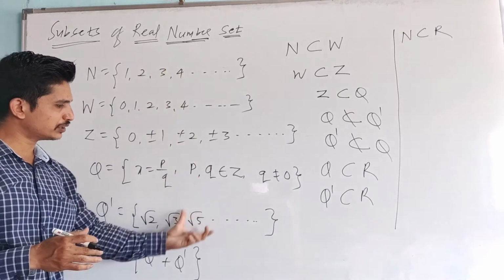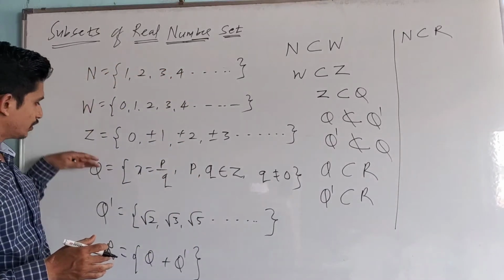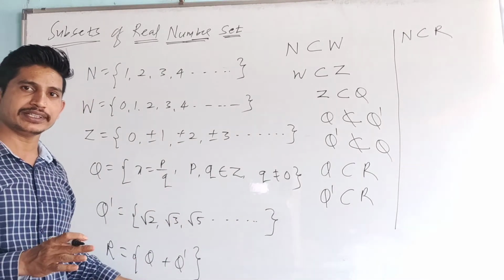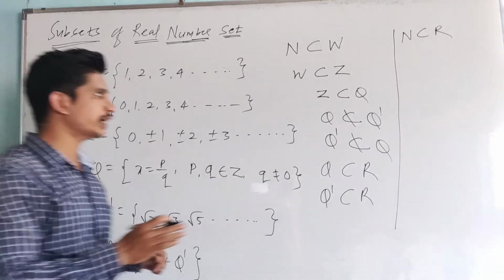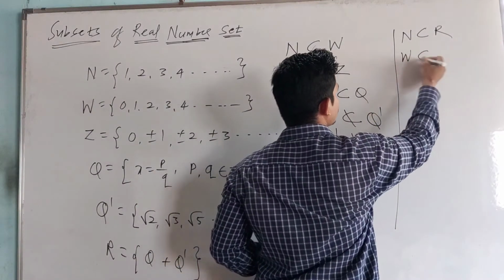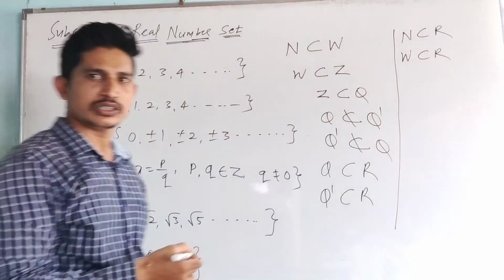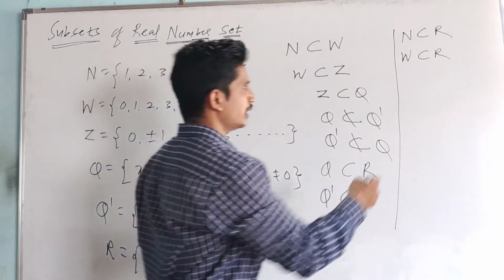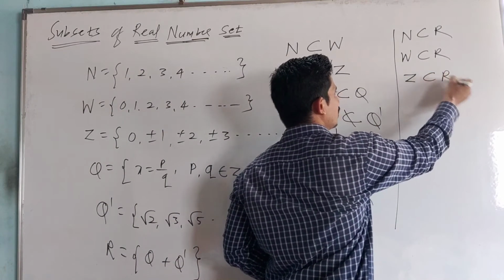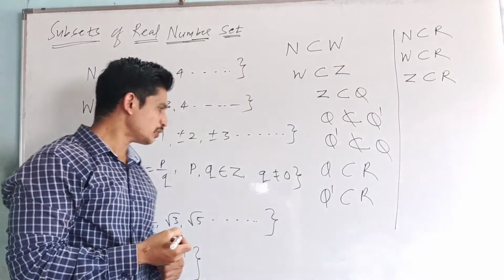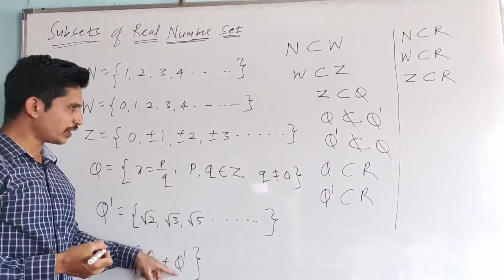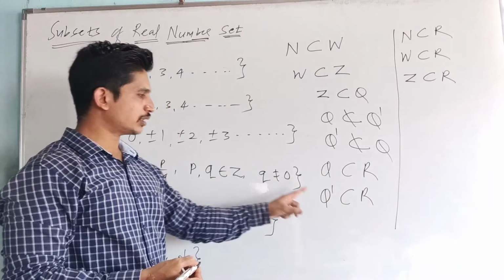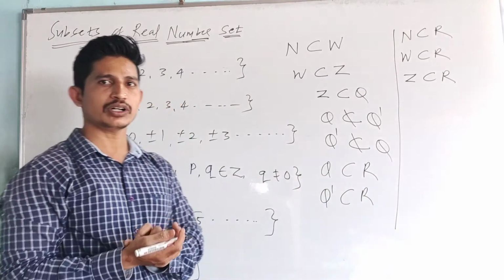All these numbers, from N, W, Z, Q and Q dash, are present in the real number set. The real number set is the biggest set in the number system. That's why we can write here that whole numbers are also a subset of R. Same way, all the integers are present in this R, so the integer set is also a subset of R. Rational numbers are also a subset of R, and irrational numbers are also a subset of R.